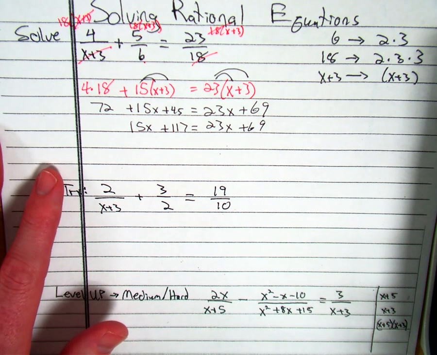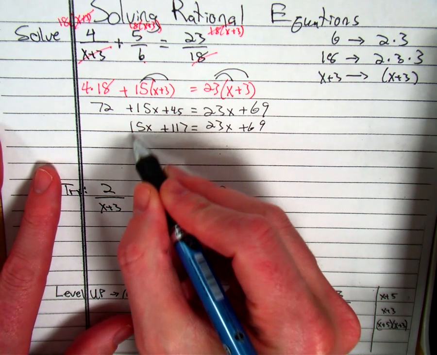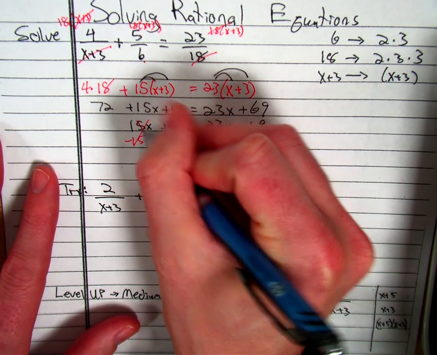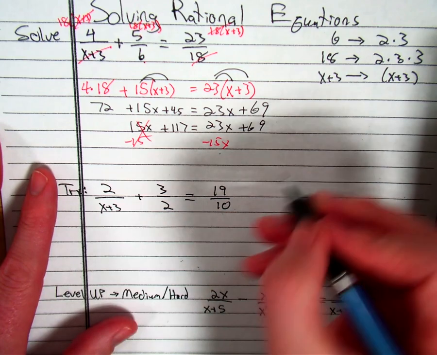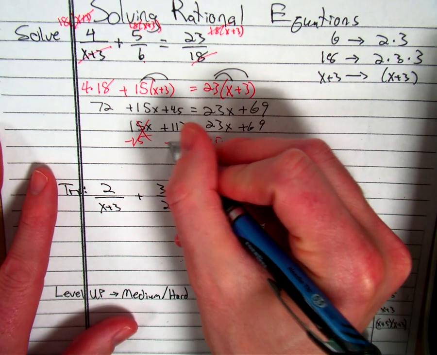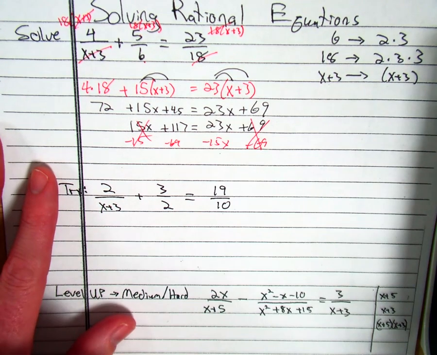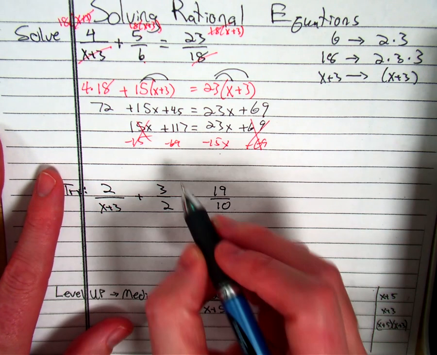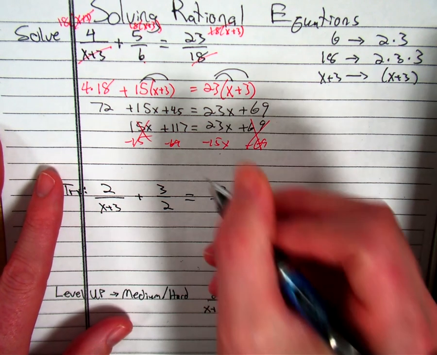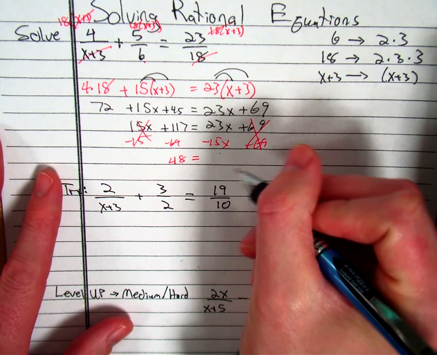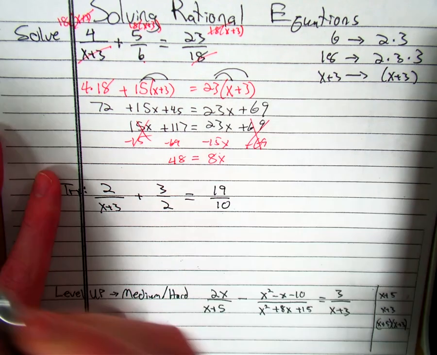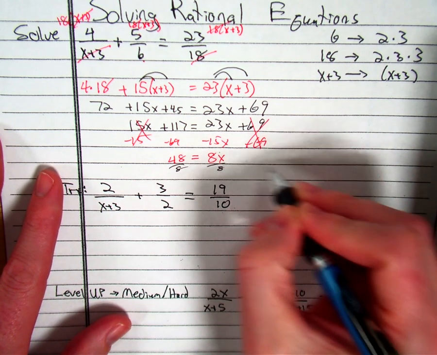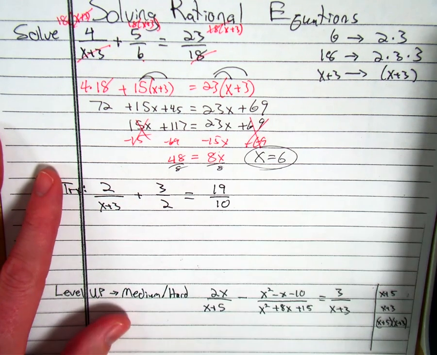I'd prefer to keep my x's positive, so I'm going to subtract the 15x over there. And then we'll move the 69 over here. That will give us 48 equals 8x. And if we divide by 8, we'll get x equals 6.